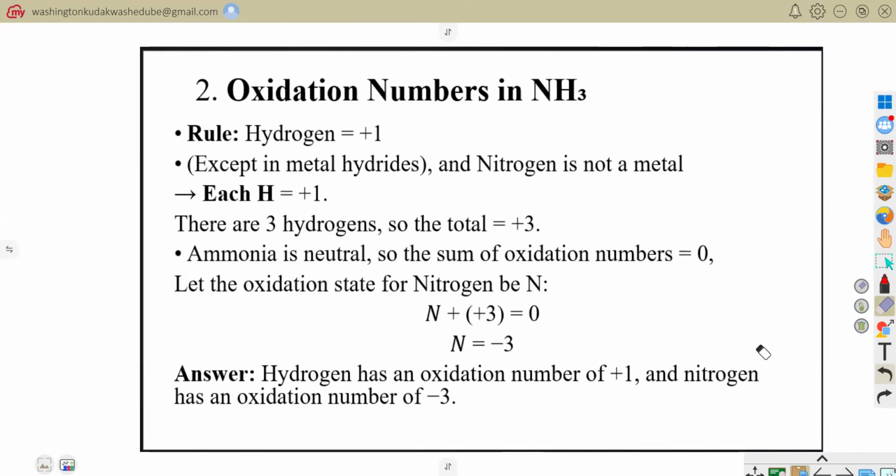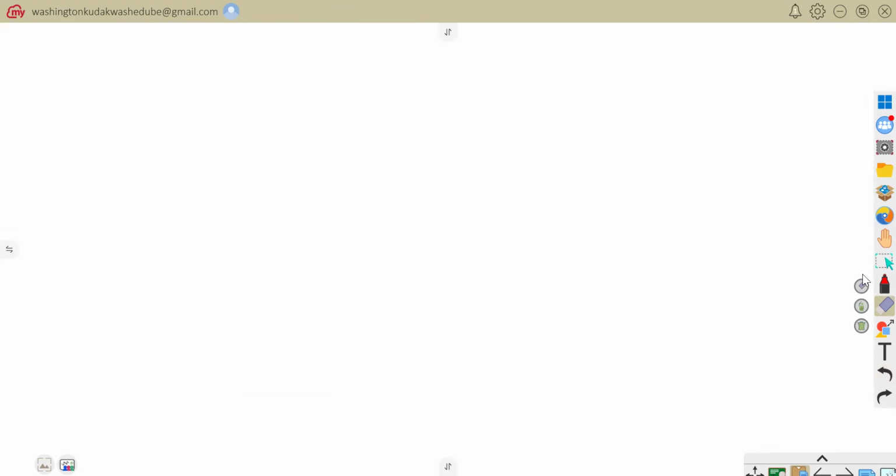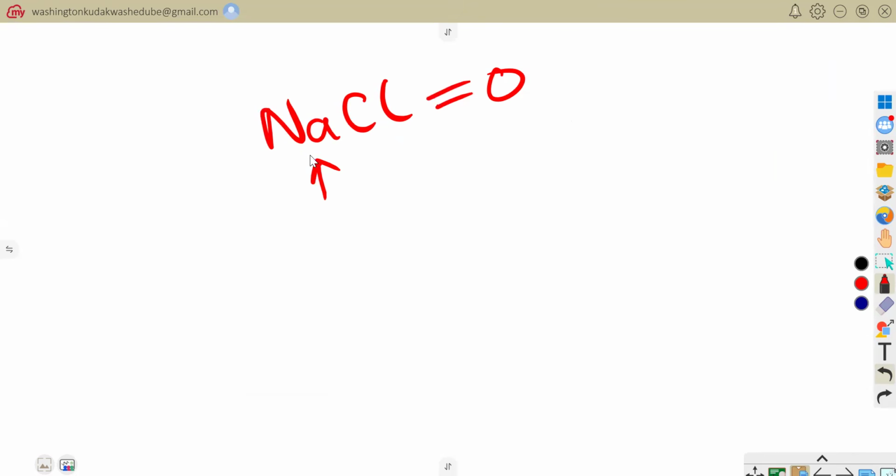And then for the last question, which was sodium chloride. For sodium chloride, this compound is neutral, so its total oxidation number has to be 0. We know that sodium comes from group 1, so it has 1 valence electron. It will donate it because it's a metal.